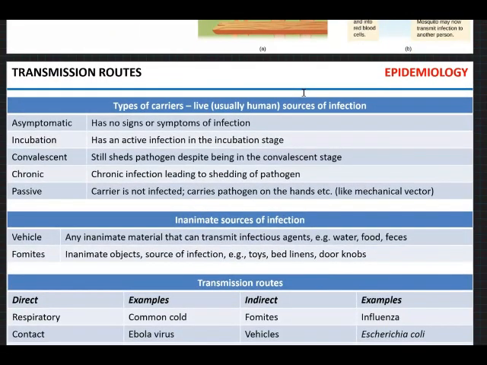Now, transmission routes and carriers. Let's start with the carriers. The carrier: human sources of infection. Asymptomatic means no signs or symptoms, and will never develop them. Am I clear? That's the difference from incubation, where the person has the infection and will get sick, but right now it's in incubation. One of the biggest problems with SARS-CoV-2 was that it was very easily transmitted by people who were asymptomatic or in the incubation period.